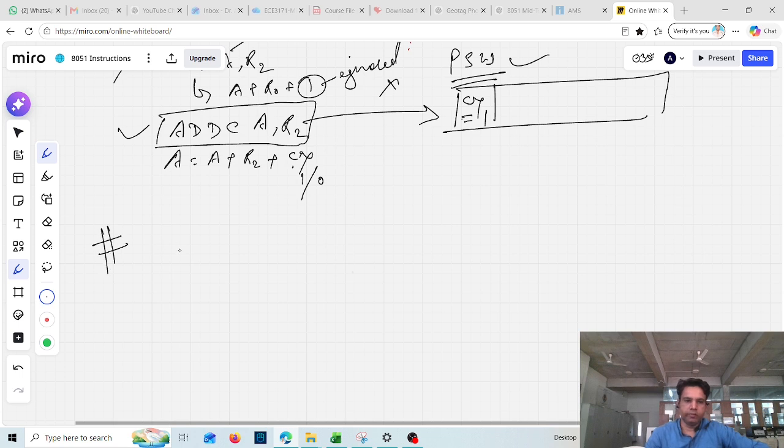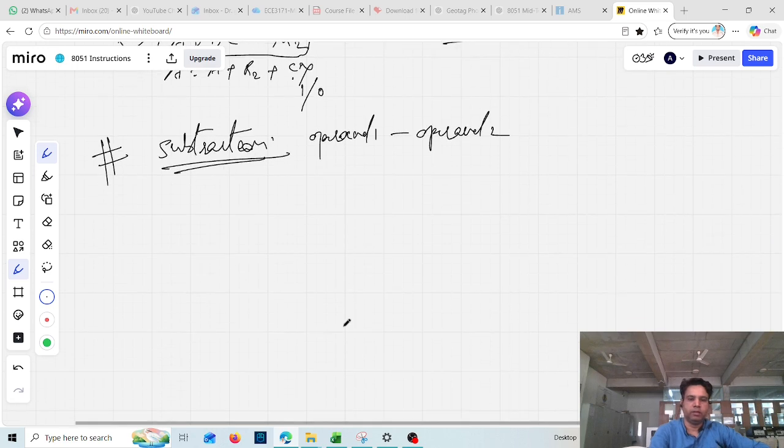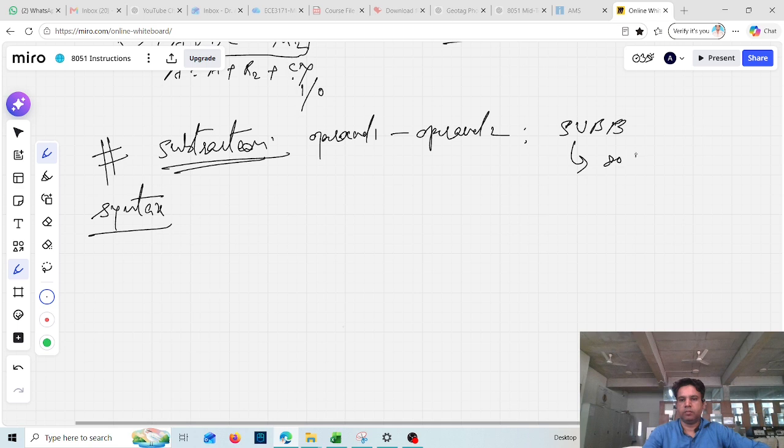Then comes our next instruction, which is called the subtraction instruction. In the subtraction instruction, it is going to subtract the two operands, that is, operand 1 will be subtracted by operand 2. This is the purpose of the subtraction. And the syntax: the mnemonic is, remember, SUBB. Here we don't have a SUB instruction as in 8086. In 8086 we have SUB or SUBB, two instructions.